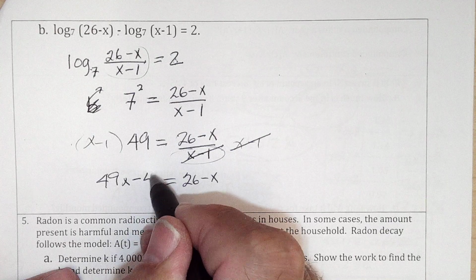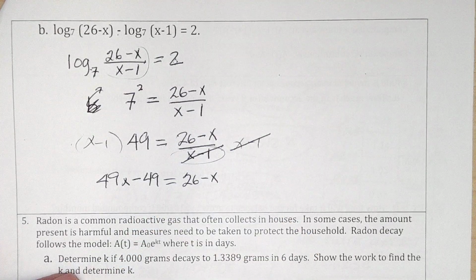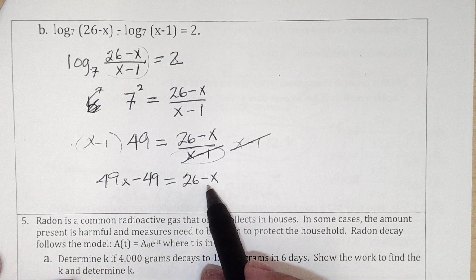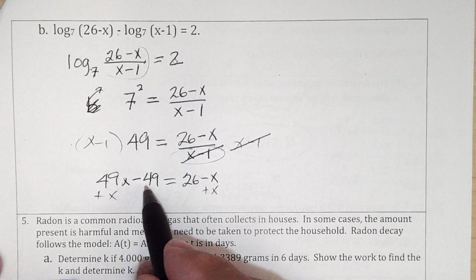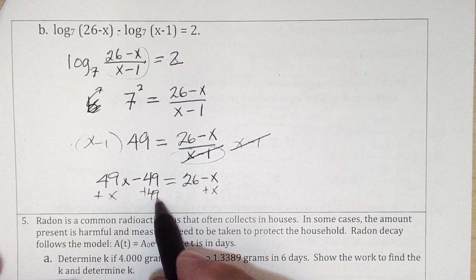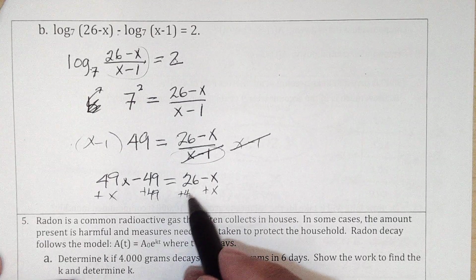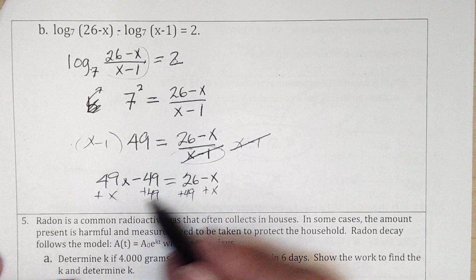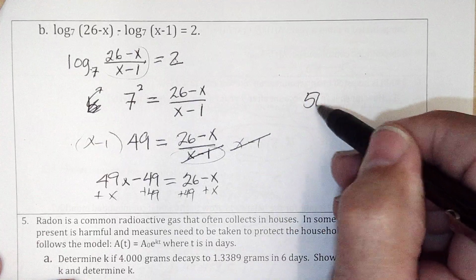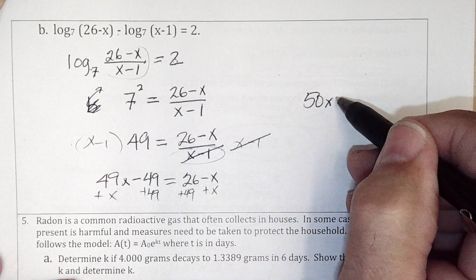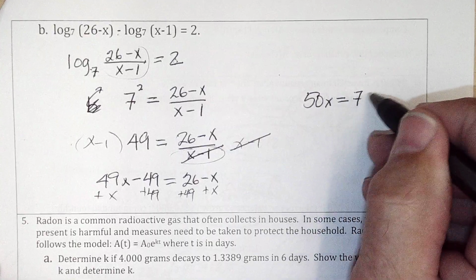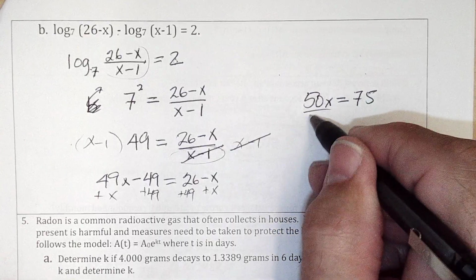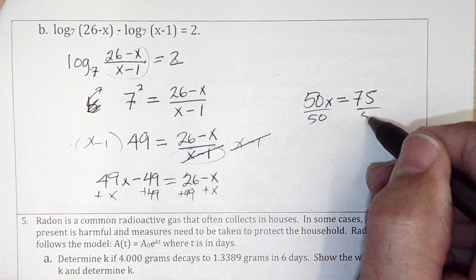49x minus 49. I want all the x's on the same side, so I go plus x, plus 49, plus 49, and I get 50x equals 26 and 49 is 75. Divide by 50 on both sides to find x.